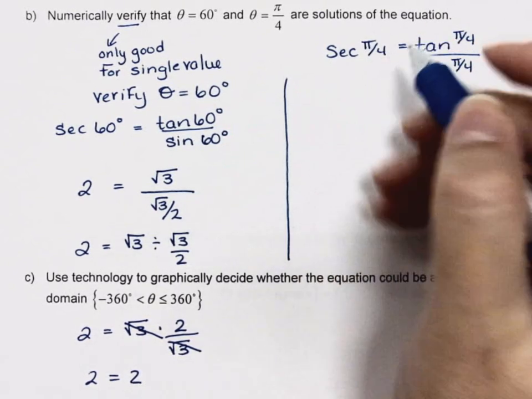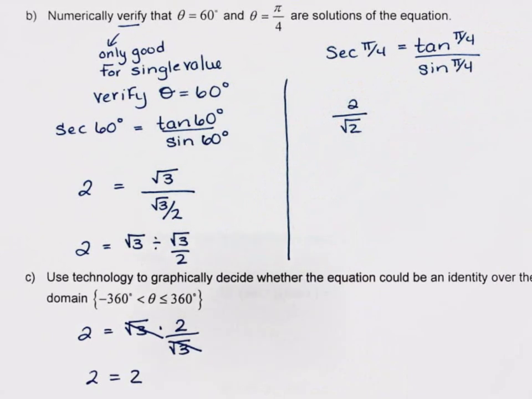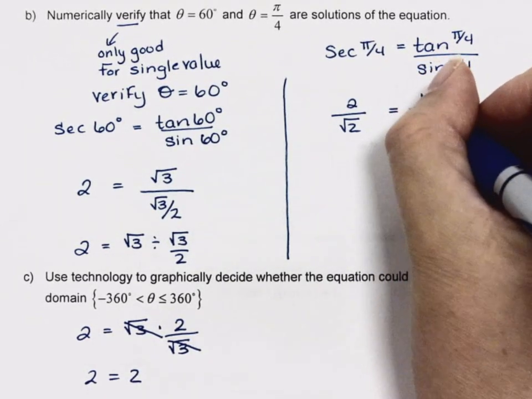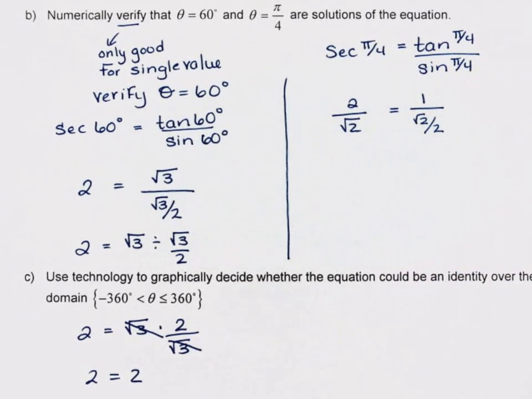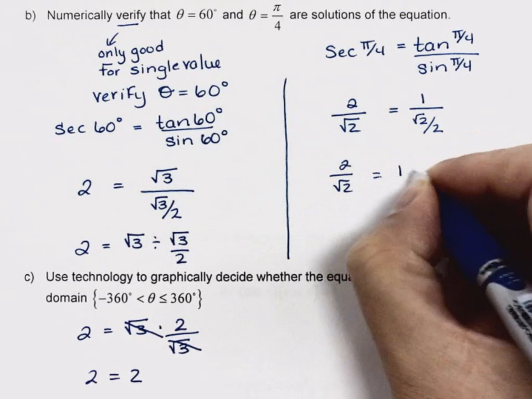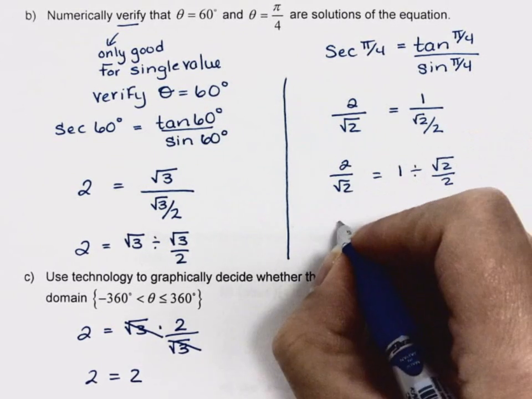So we know that secant is the reciprocal of it. What do we know about tan at pi over 4 if the x and y are the same value? 1. If something is divided by itself, it's going to be 1. Okay, so I got 2 over root 2 equals 1 divided by root 2 over 2.